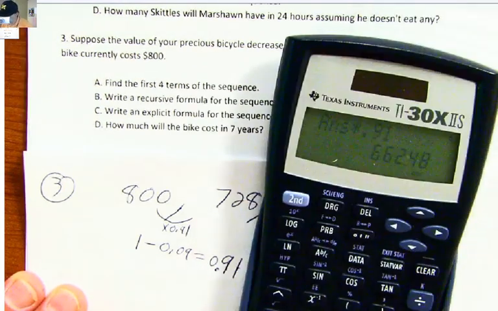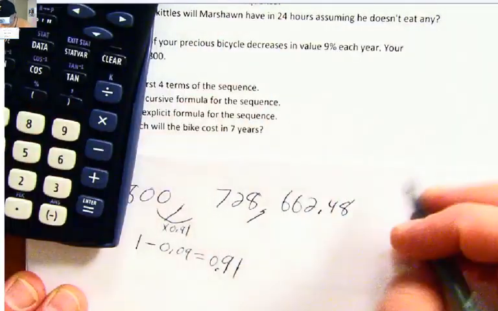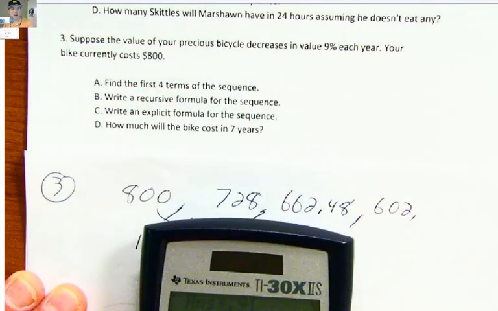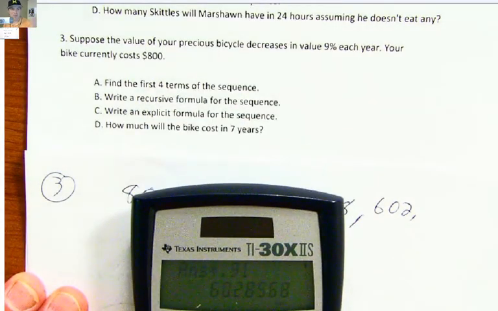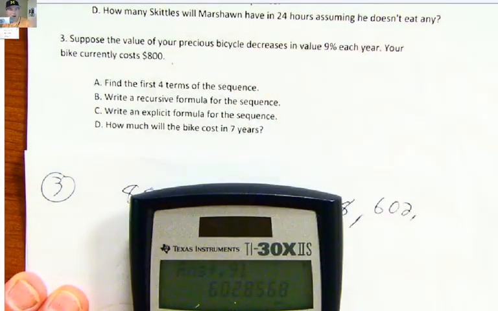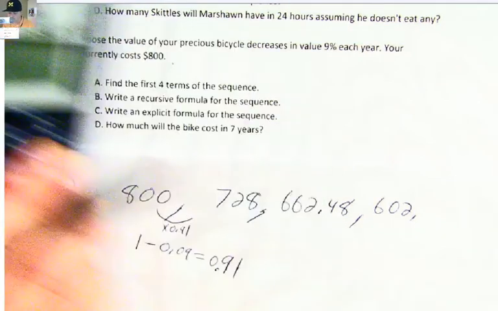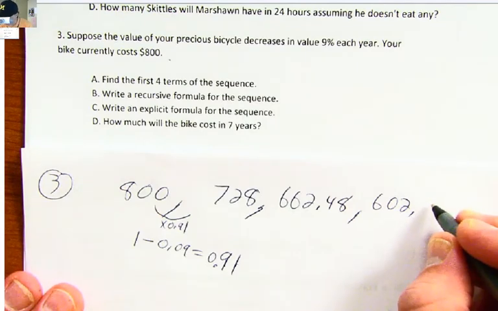662.48. Hit enter again. And now it's 602 point. How many decimals should we go? Well, we're talking real life problem and we're talking money. And in America, we go 2 decimal spots. So I'm just going to go 2 decimal spots. 602.80.